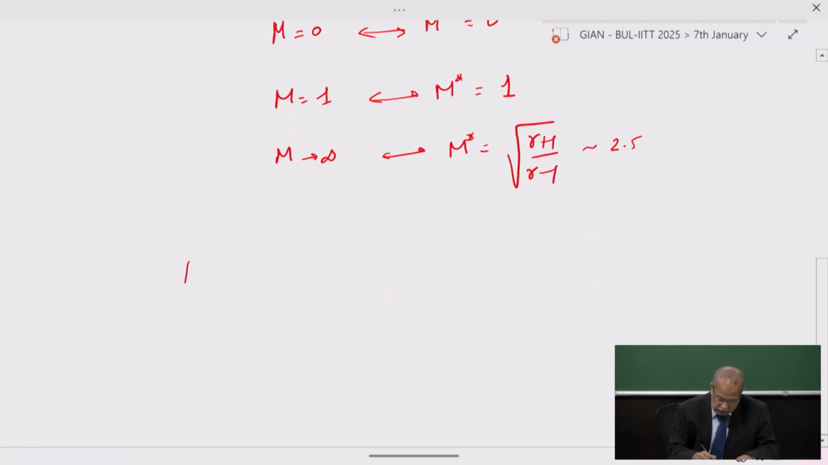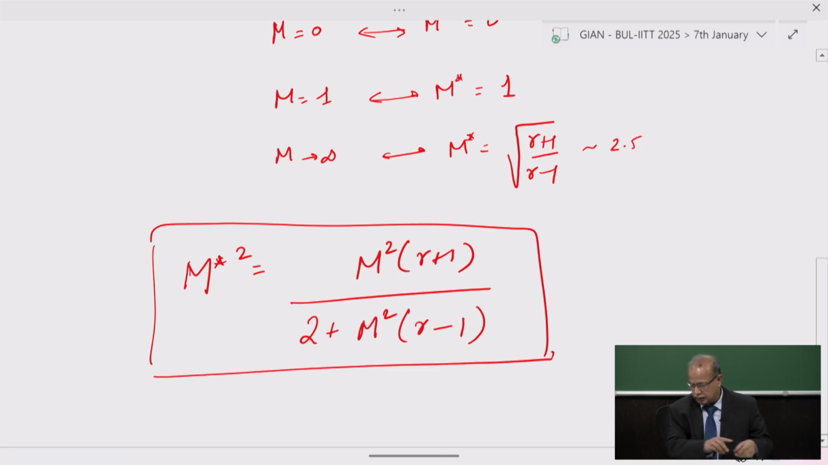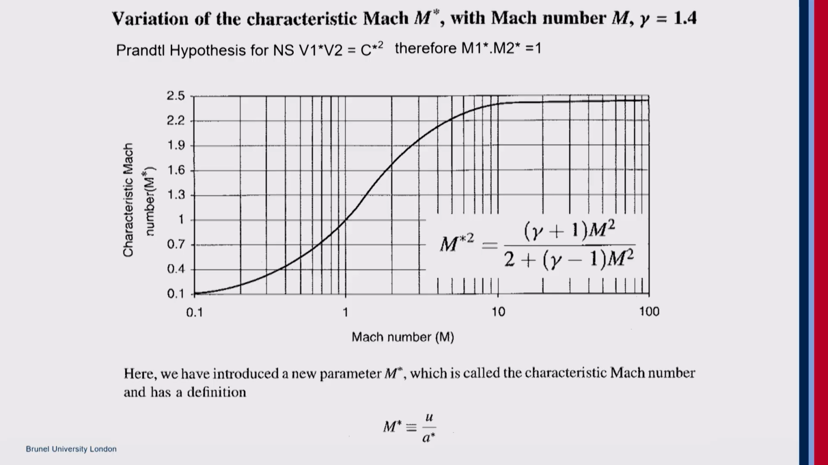And the relationship is M star squared equals M squared times (gamma plus 1) over 2, divided by [1 plus M squared times (gamma minus 1) over 2]. So this is the characteristic relationship between the characteristic Mach number and the local Mach number. This is what we see here from Prandtl's hypothesis. This is the relationship graph between them.